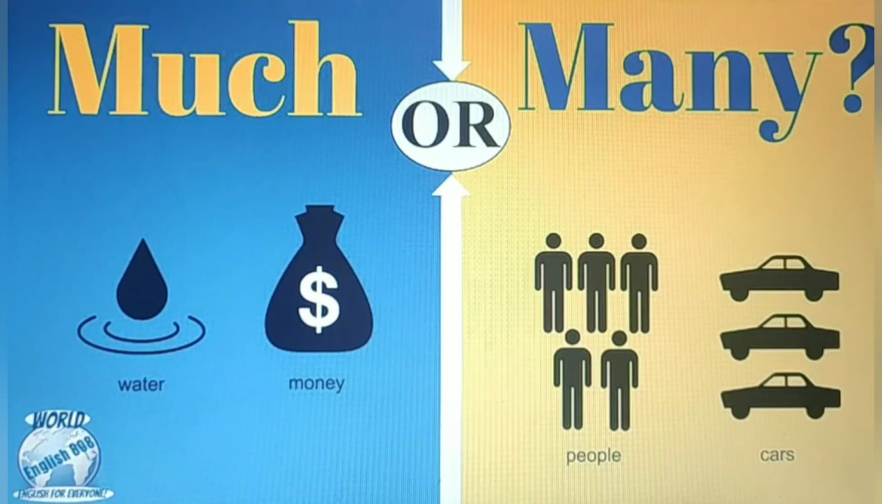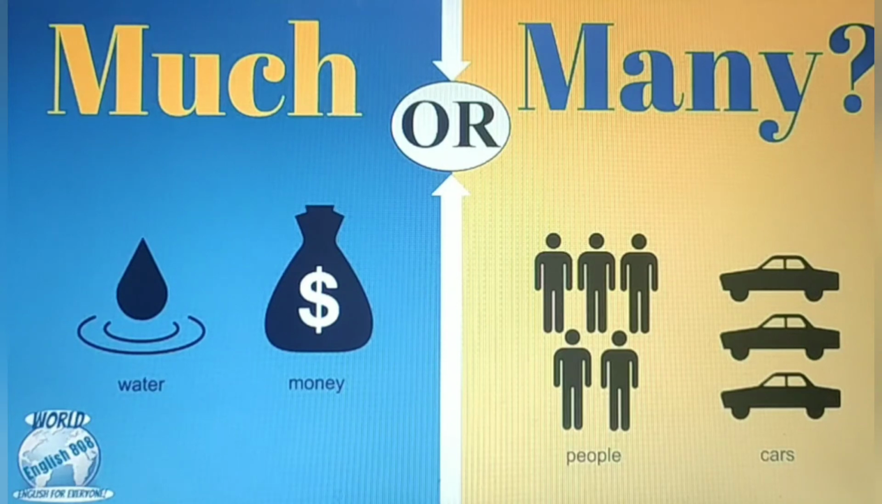For uncountable nouns, we use much. Water is an uncountable noun. We cannot count water. So we use much water. How much water do you want? How much water did you drink? Money. Money is also uncountable. We learned that, right? So if we want to ask someone, we ask, how much money do you want? How much money do you have? So much shows quantity, right? Even many also shows the number of. So both more or less have the same meaning.